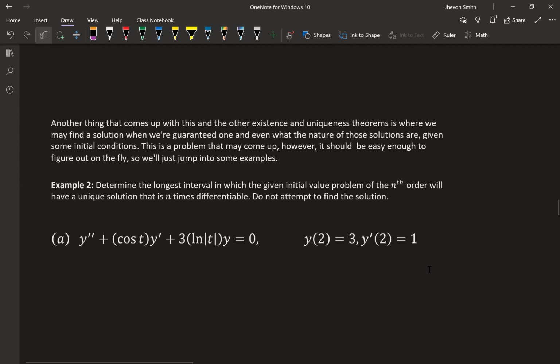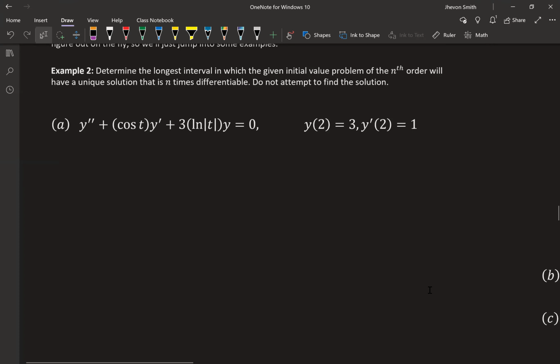And so here's the second set of examples I want us to go through. Determine the longest interval in which the initial value problem of the nth order ODE will have a unique solution that is n times differentiable. Do not attempt to find the solution. So I don't want you to find the solution. I just want you to tell me, where would that solution live? Tell me the largest possible interval where such a solution would be found. Where should I be looking for a solution to this initial value problem? That is the question.